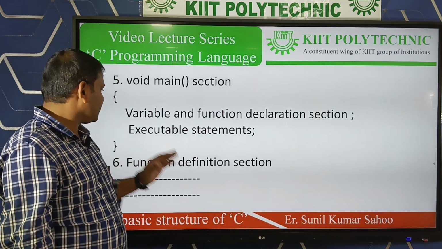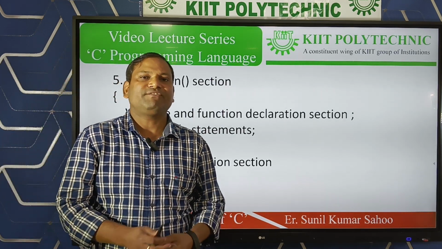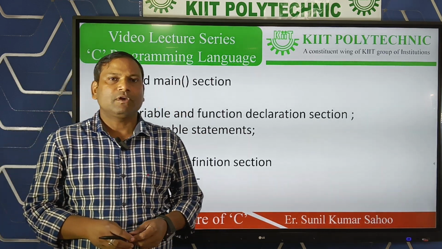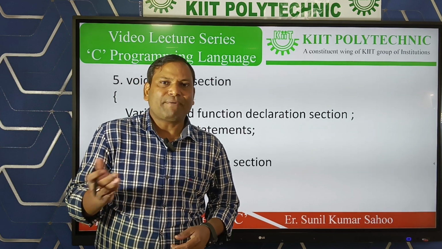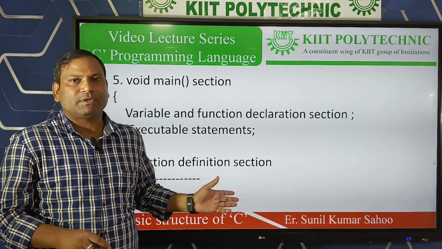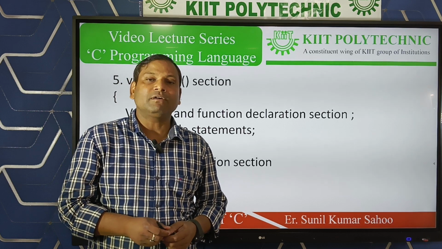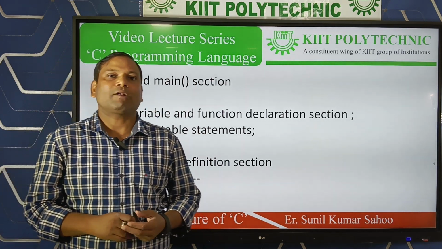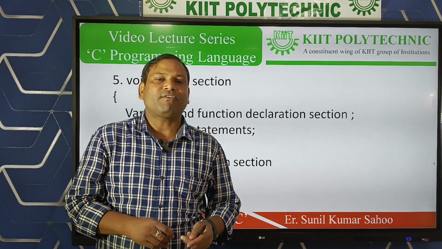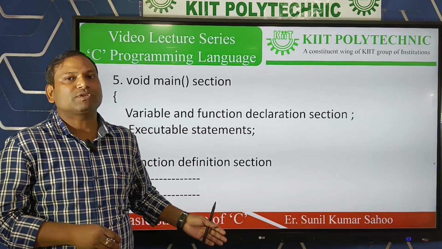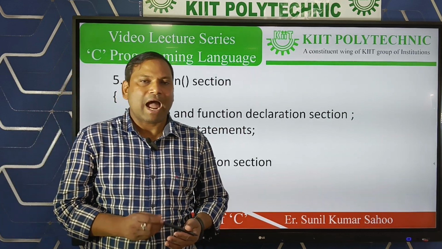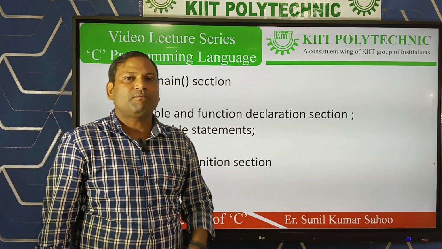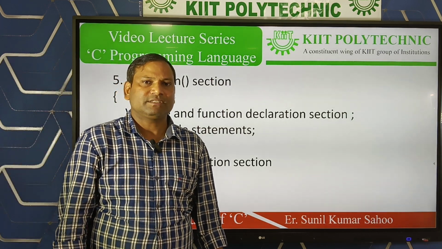The last section is the function definition section. Whenever you want to define a function in the program, it has three specifications: one is function declaration, the second is function call, and the third is function definition. The function definition always resides outside the main function. So after the main function we define the function. That section is known as the function definition section.